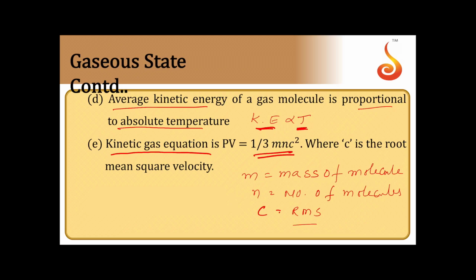Normally, whenever we say small m in the gas class, we take it as number of moles. But in this case, N stands for the number of molecules of the system, and m is not the molar mass. m is the mass of the molecule. So the kinetic gas equation is PV is equal to 1/3 mNc square. P and V are the pressure and the volume of the system.